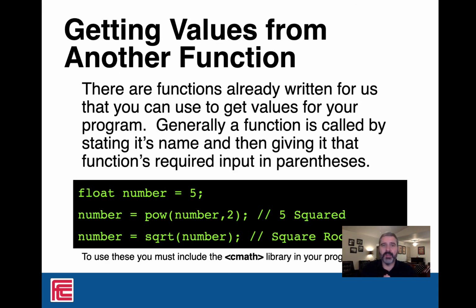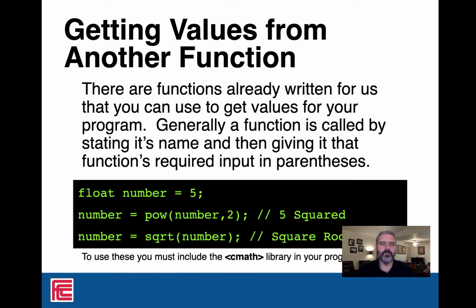Now, you can also get values from other functions. Later on, you'll create your own custom functions. You can use those functions to get other values, but for right now, we'll just talk about stuff that's in libraries. CMath has a bunch of functions. The two we see most often are pow, which just takes something and raises it to another power. C++ doesn't have an exponent operator like Python does, where you do star star, or even Excel has that little caret thing. You can't do that in C++.